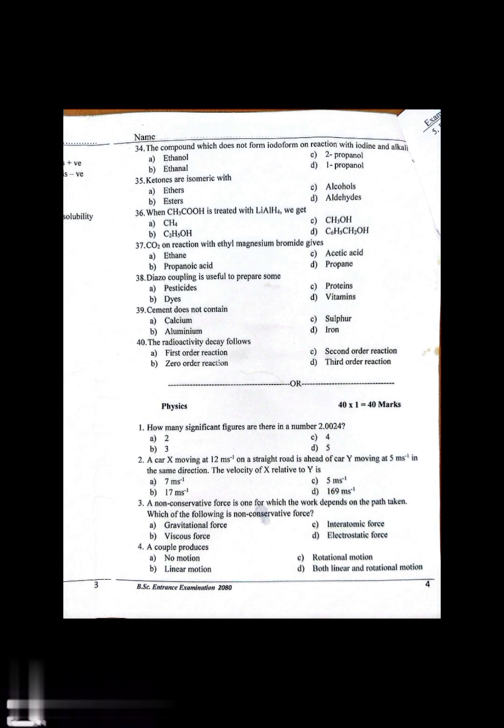4. A couple produces A. No motion, B. Linear motion, C. Rotational motion, D. Both linear and rotational motion.